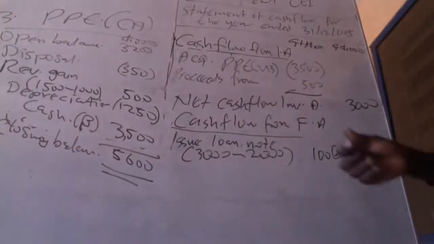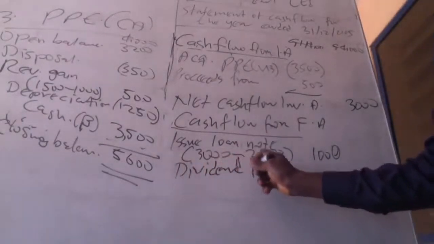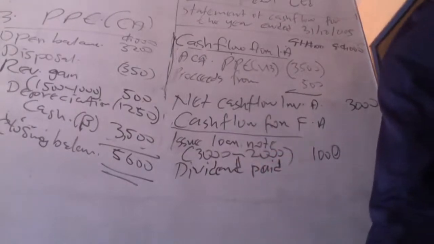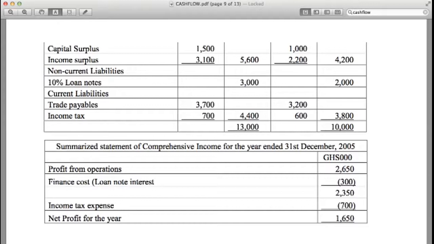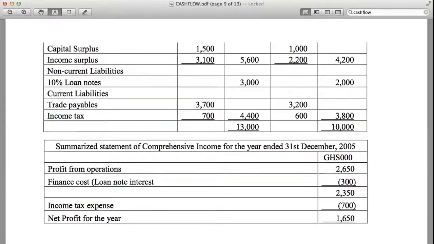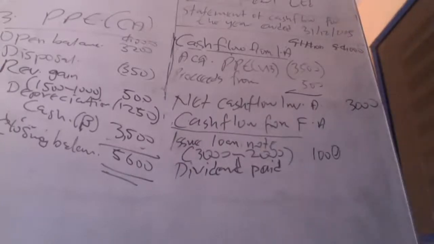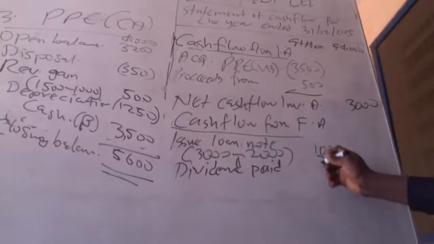Now there's dividend paid, right? In the question, 750. Where is it? It's in the question, the last footnote. Let's check the last footnote. Dividend paid during the year amounted to 750, right? Good. So 750,000. That's the dividend paid. So dividend paid is 750.